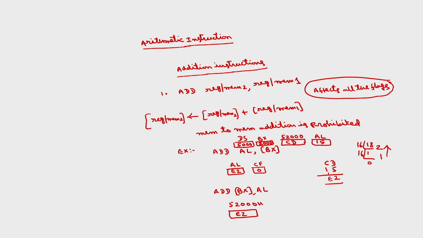The second ADD instruction is ADD register with data. If this is an 8-bit register, 8-bit data; 16-bit register, 16-bit data. So directly the data will be added with the register and stored back in the register.